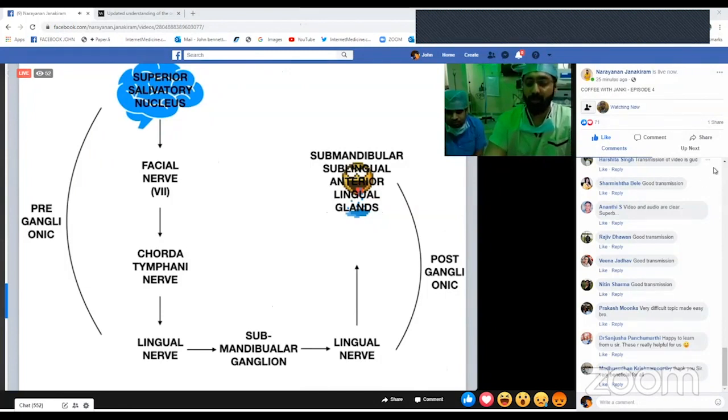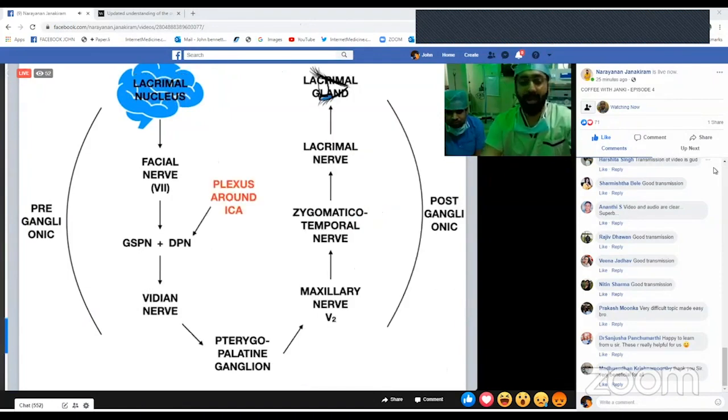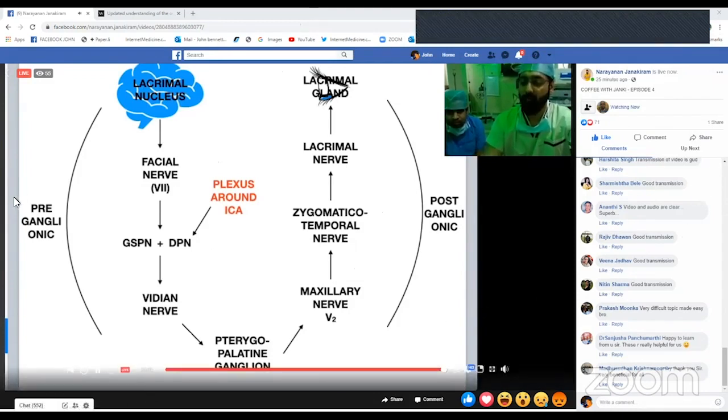Now, the last one, again a screenshot for you. You can take this. This is for the pterygopalatine ganglion: lacrimal nucleus, going to the facial nerve, the GSPN and the deep petrosal nerve, plexus around the internal carotid artery, forming the Vidian nerve, pterygopalatine ganglion going through the maxillary nerve, zygomaticotemporal nerve, lacrimal nerve and the lacrimal gland. That's postganglionic. So that is so simple.